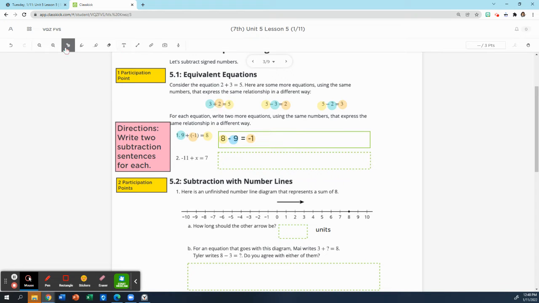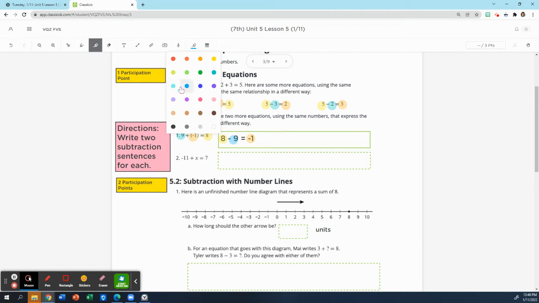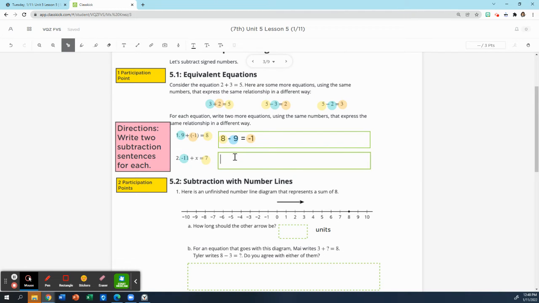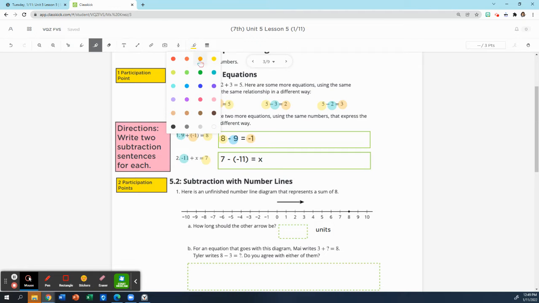Okay, so let's do 1 subtraction sentence for question 2, just so that we're clear on how this works. You could take, for example, -11 as one of your addends and 7 as your sum, the answer. And you could say that 7 minus -11 is equal to x. And that's a great way to find a missing value, is just to know that, okay, I can use my inverse operation, or I can use subtraction to find the missing number in an addition sentence.